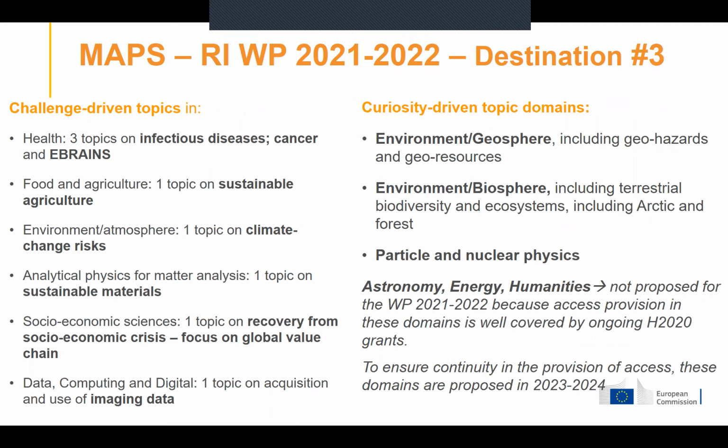And this is how we have organized the, let's say, two different families. The challenge-driven topics will cover health. We have three topics, as I said, one on infectious diseases, one addressing cancer, and the last one on e-brains. And then there is one topic to support research for a sustainable agriculture. There will be one topic covering climate change risks. There is one topic providing services in relation to sustainable materials. One topic in the socioeconomic sciences with a focus on the global value chain. And finally, one topic focusing on acquisition and better use of imaging data.